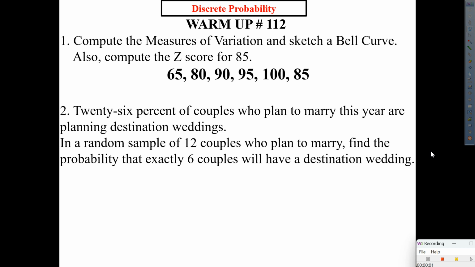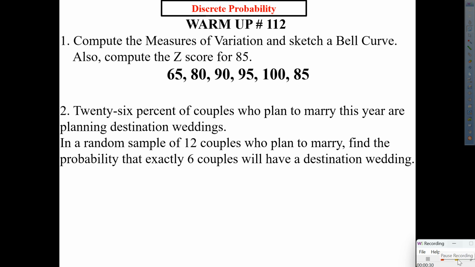Warm-up 112 is on the screen. I'm giving you practice with the binomial probability we did last week, and we'll see how you do with that and go from there.